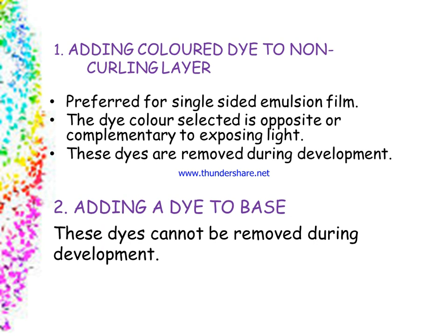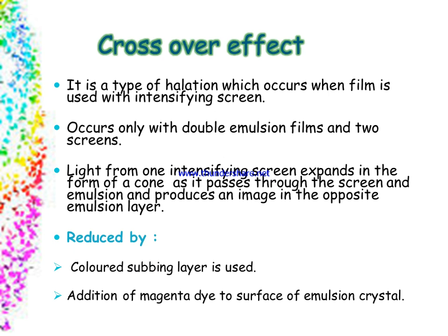First, adding dye. It is preferred to add color dye to the non-curling layer. It is preferred for a single-sided emulsion film, and the dye color selected is opposite or complementary to the exposing light. These dyes are removed during the development. And the next one is adding a dye to the base. These dyes cannot be removed during the development.